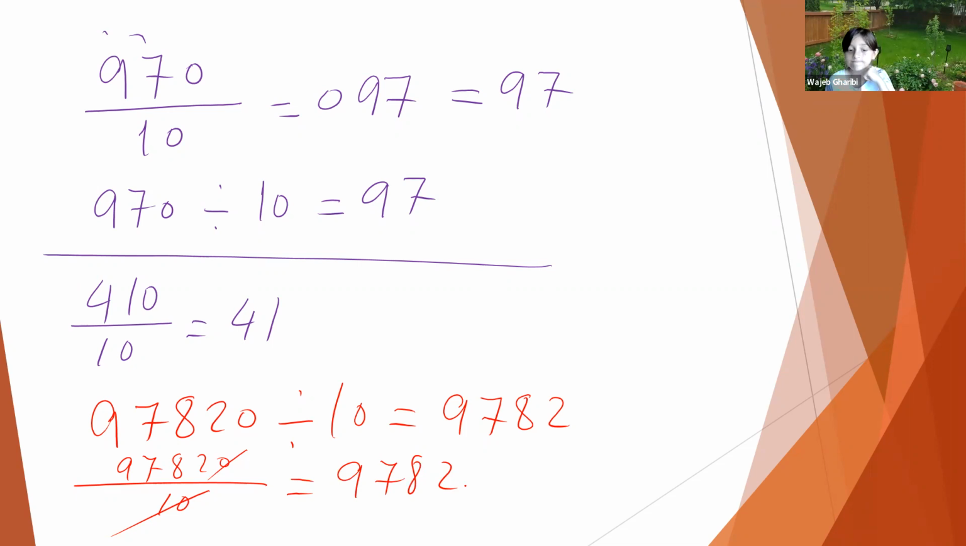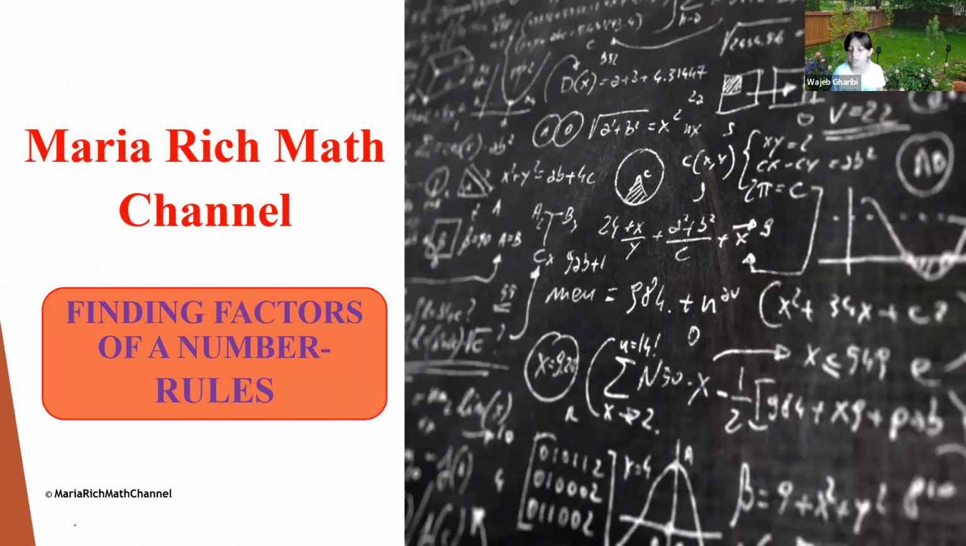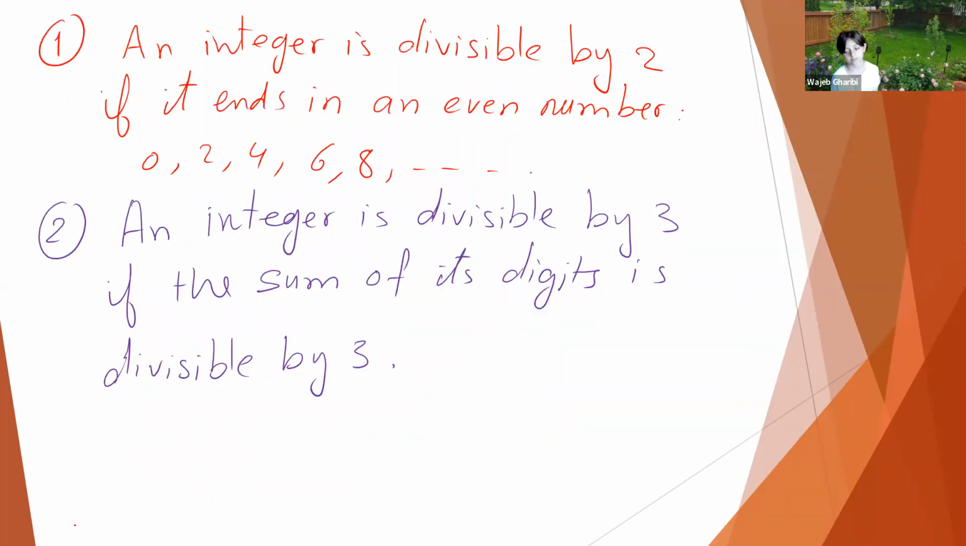Yeah, very important. Now we finished this class. Returning back to the rules. Let me remind you of the rules, please. Finding factors of a number rules. What is the first rule? An integer is divisible by 2 if it ends in an even number: 0, 2, 4, 6, 8, and so on. An integer is divisible by 3 if the sum of its digits is divisible by 3.